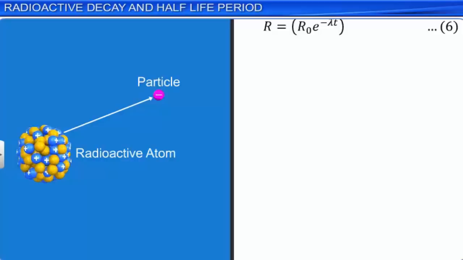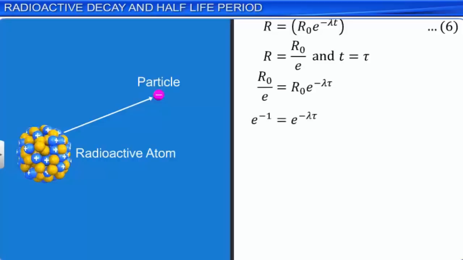Let us now substitute R equal to R naught by e and T equal to tau in equation 6. We get R naught by e is equal to R naught into e power minus lambda tau. On simplifying, we get tau is equal to 1 by lambda. It shows that mean life tau is the reciprocal of the disintegration constant. Now, T half is equal to 0.693 tau.